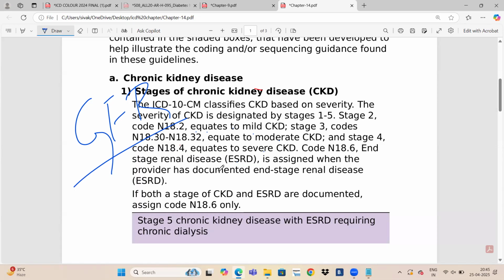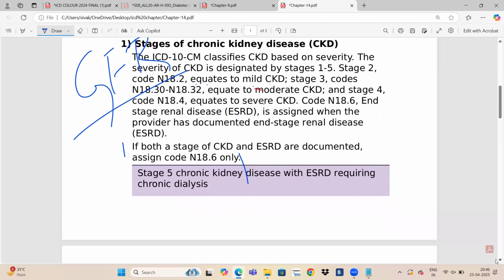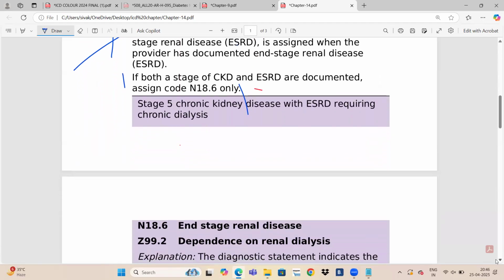Yeah, ESRD. So now remember, if they documented 2 stages, if the patient has CKD and ESRD, what do we need to code? ESRD. ESRD is the highest, and along with the stage we need to code dialysis when 2 stages are documented. This question also you will get in the exam. Please note down this question, guys.